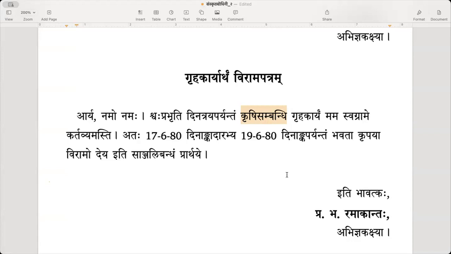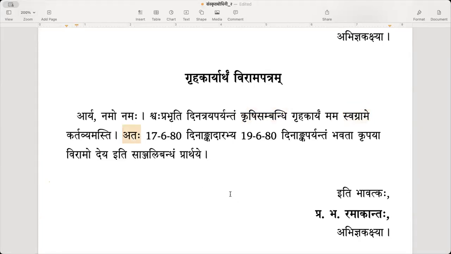So: Arya Namo Namaha. Shwaf Prabhriti, from tomorrow, Dinatraya Paryantam, for 3 days, Krishi Sambandhi Grihakaryam, housework related to agriculture. Mama Swagrame Kartavyam Asti: in my village, I have to do it. So it is my duty to do some agricultural work at my village. Probably from the city or town, he is going to go to his village for 3 days to work in the fields.